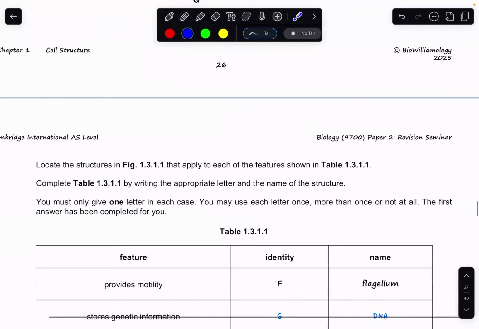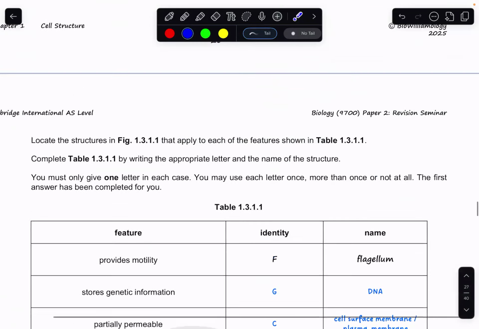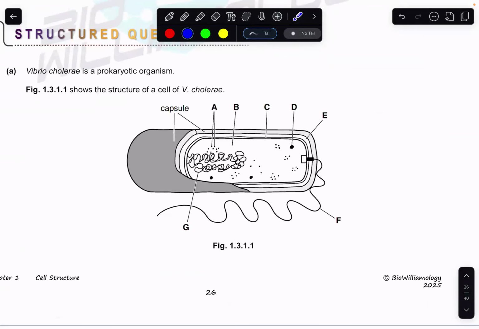And sites of translation. Translation basically means polypeptide synthesis, so it must be the ribosome. Don't forget, from now onwards, always remember when you write ribosome, it can be 70S or 80S. So this is a prokaryotic cell, so definitely 70S ribosome here. So A is the answer.